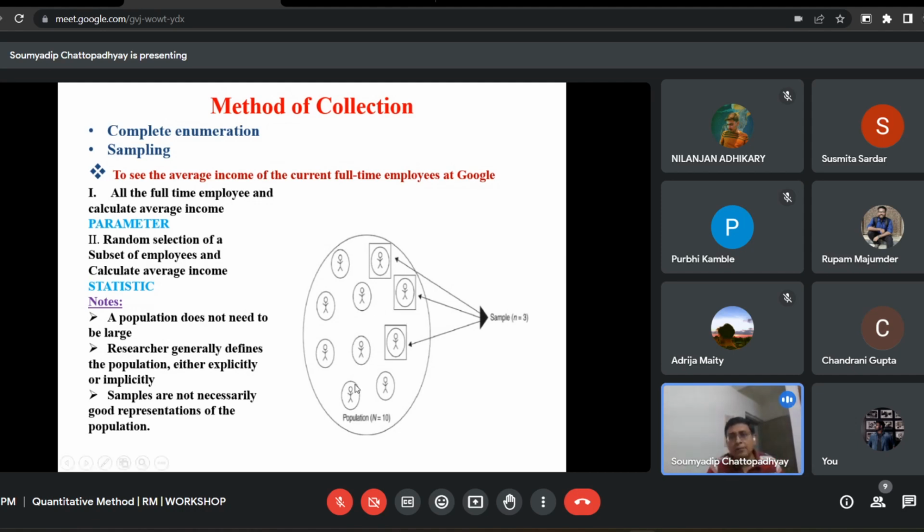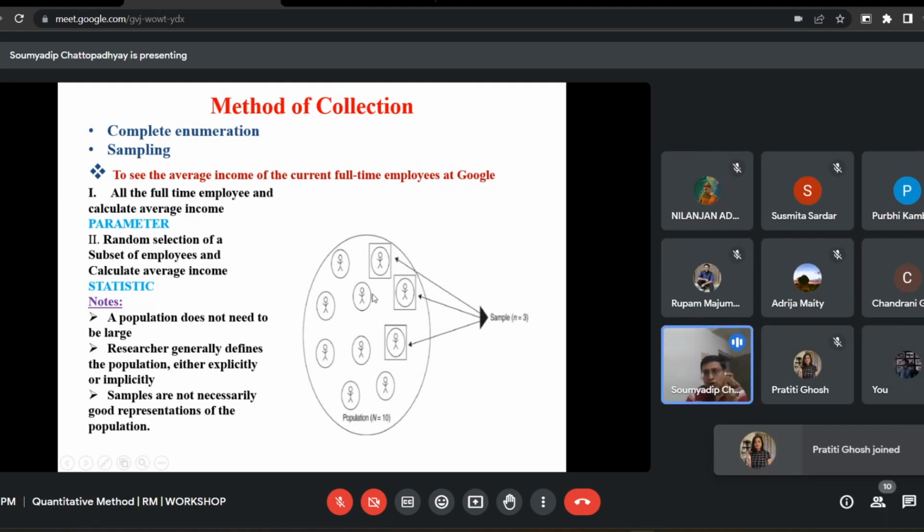This is the graphical representation. This is your entire population, and you are considering a particular sample from that population. If you calculate some statistical measure on the basis of all these observations, then that particular measure is called a parameter.